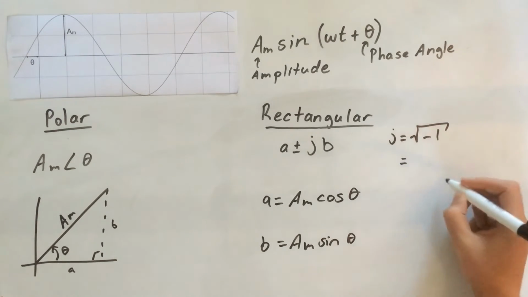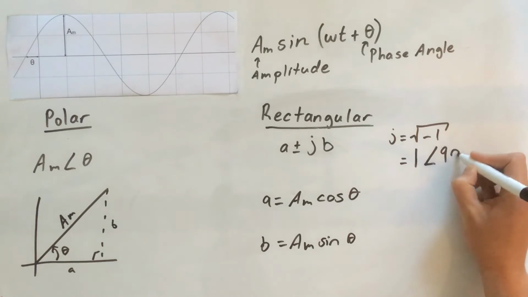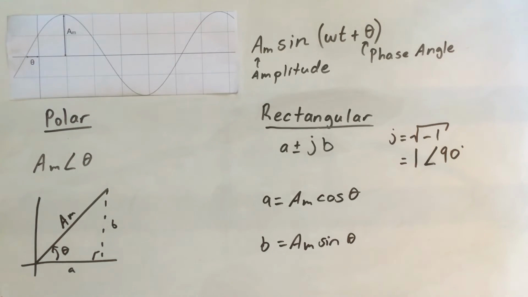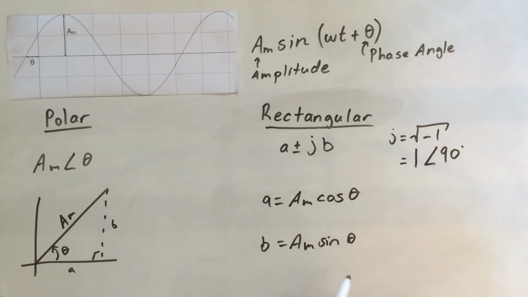It makes more sense though if we think about it as the unit vector at an angle of 90 degrees. So here, J is rotating B counterclockwise 90 degrees from the positive x direction.